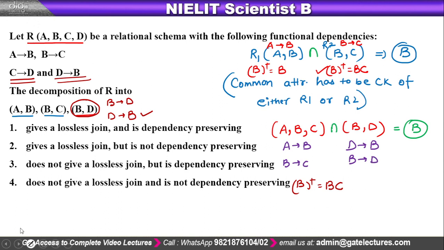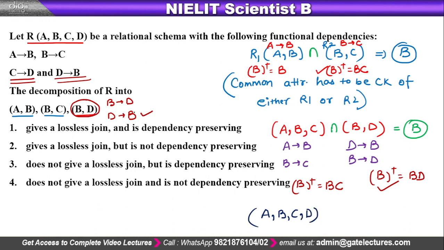So now what will happen is, now we will take the closure of this one. So this will be BD. So this is the candidate key for this one. So अब इसको merge किया आपने तो क्या आया? Now you will merge it, you will get A, B, C and D.